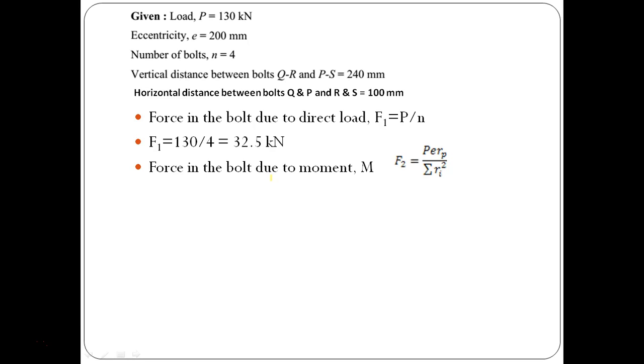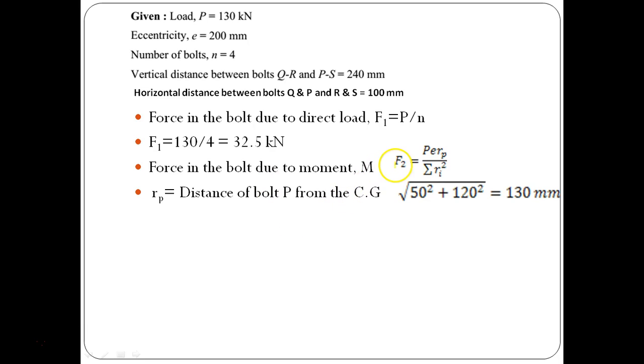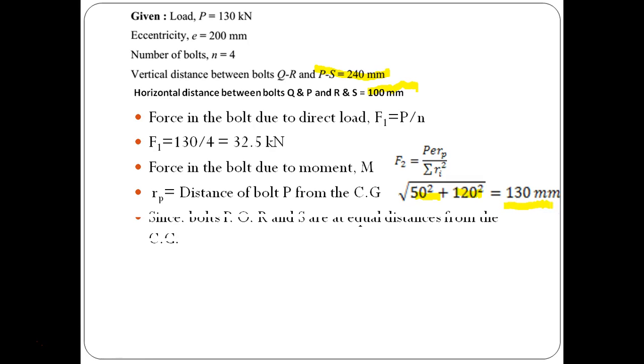Similarly, we can calculate the force in the bolt due to moment. That is equal to P into eccentricity, load into eccentricity, times Rp divided by summation of Ri square. Here Rp is the distance of bolt P from the CG, which is the square root of 50 square plus 120 square. The 50 is 100 mm divided by 2, while 240 divided by 2 gives 120. This is how 50 and 120 are calculated, and Rp comes out to be 130 mm.